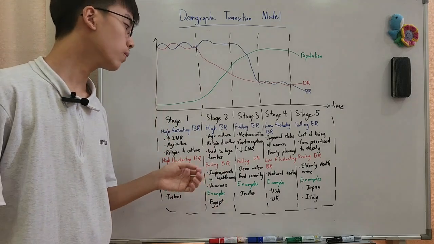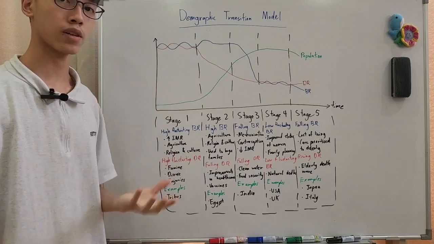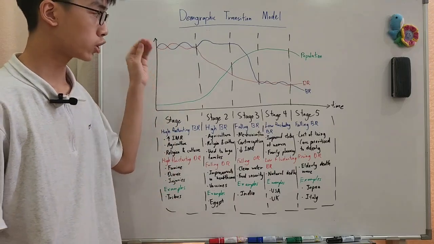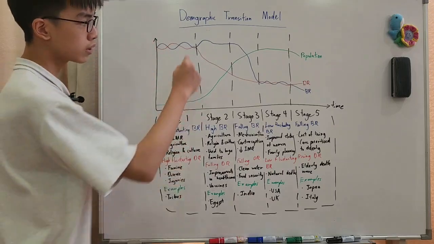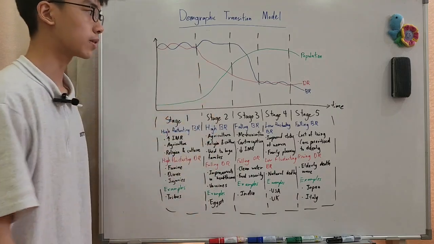Then you move on to stage 2, where your birth rates remain quite high and sometimes fluctuating, but your death rates are the ones which change, and they start to fall. So you produce this gap between your birth rates and death rates, which leads to your population increasing.